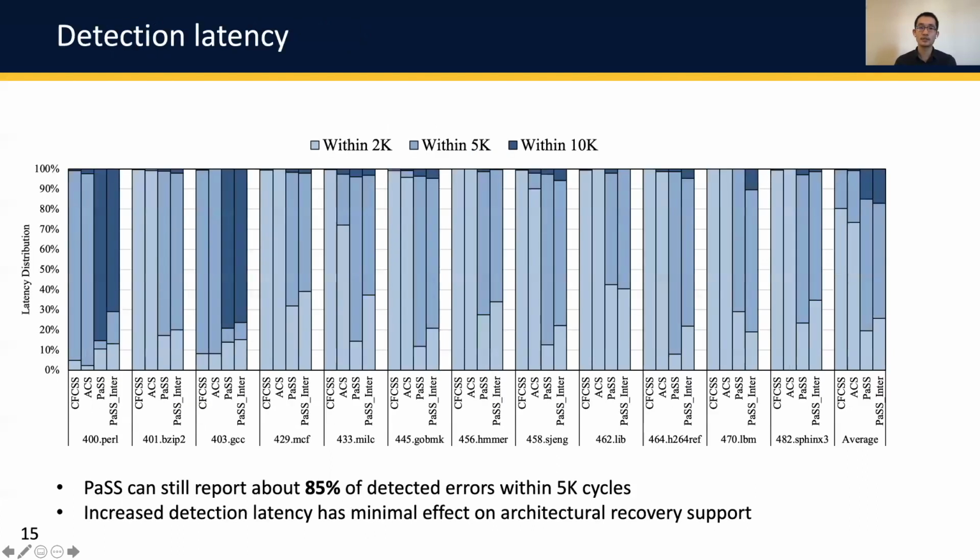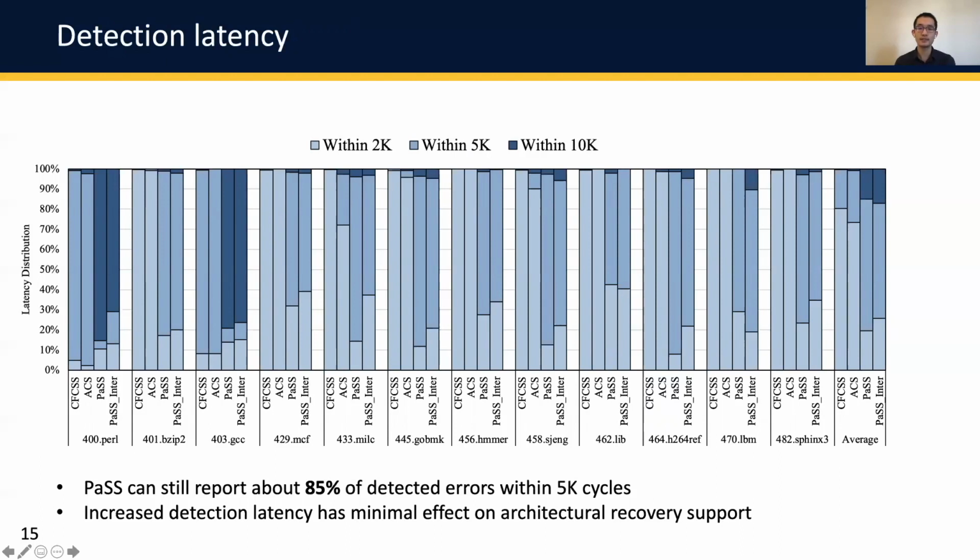Lastly, we also measure the detection latency for each method, because a longer detection latency generally increases the overhead for the potential recovery schemes. However, we do expect PASS to have a higher detection latency since it reduces the validation frequency to the interval granularity. Results are summarized in this figure.